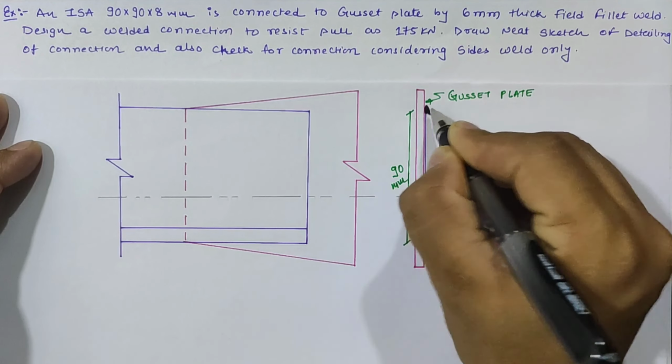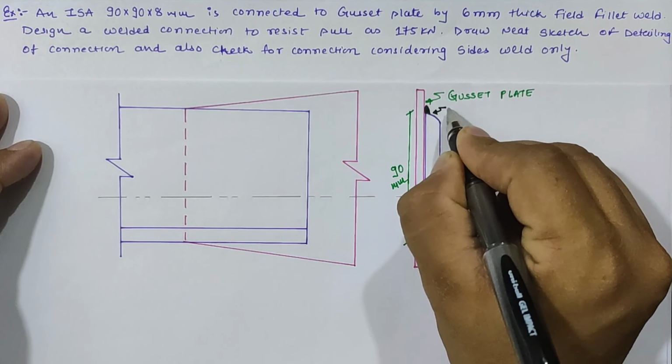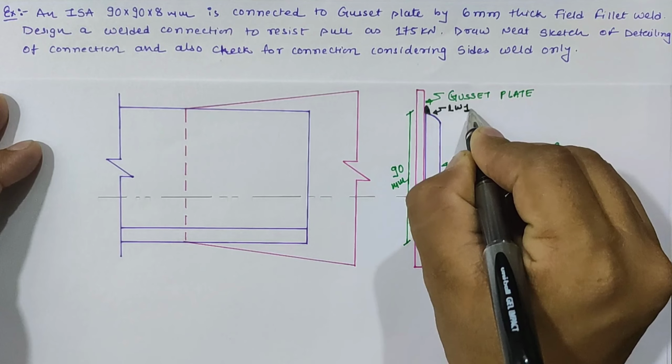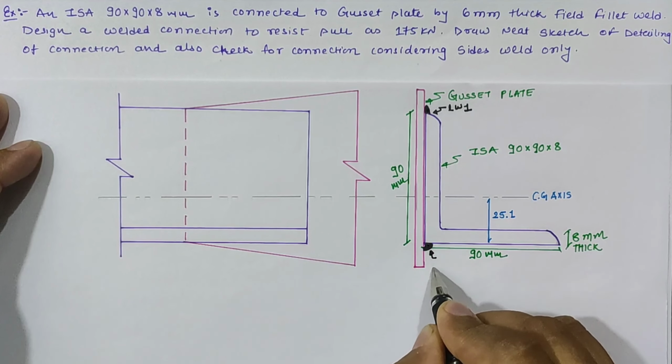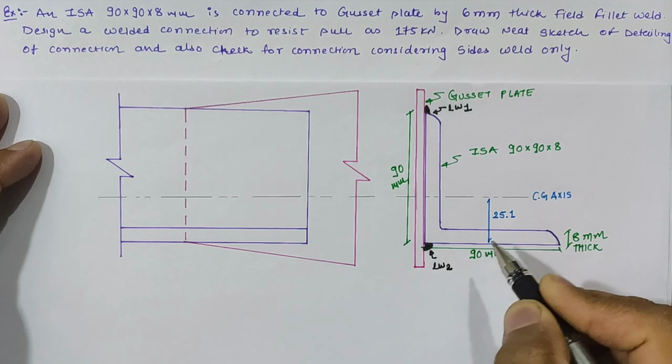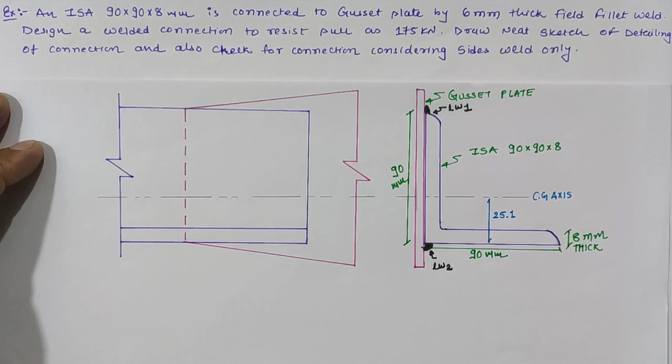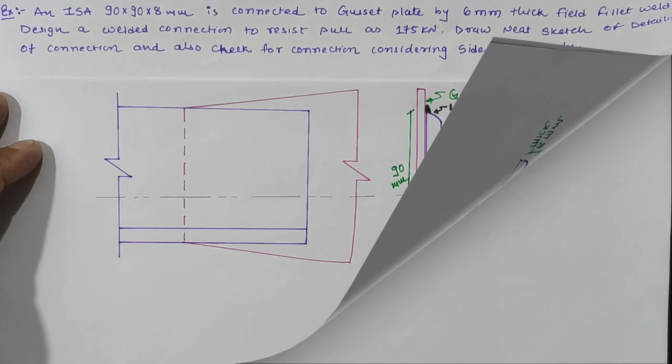the detailing work. So we have to design the length of weld required at the top as LW1 and the length of weld required at the bottom as LW2. So let us go for the solution.